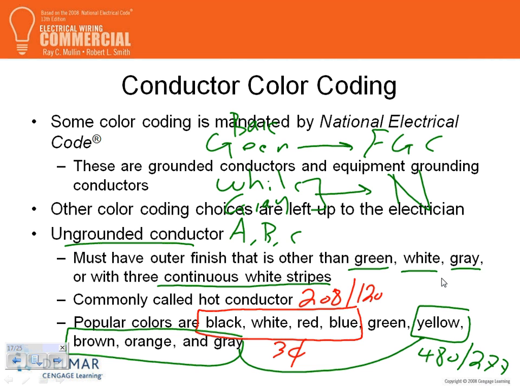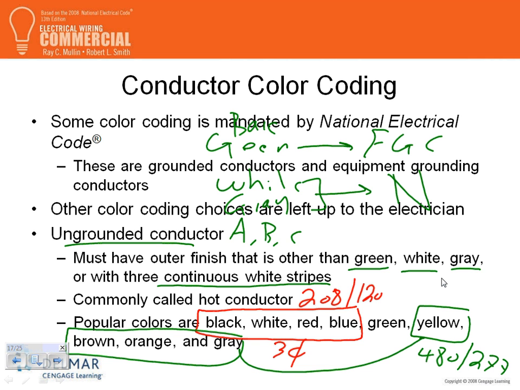I just want to remind you the code says the following. If your commercial building has two voltage systems in it, not one, such as 480/277 and 208/120, then you have to identify the phases by color and the system by color. So I can't have red here and red here. The phases have to be different from each other, and the systems have to be different from each other.